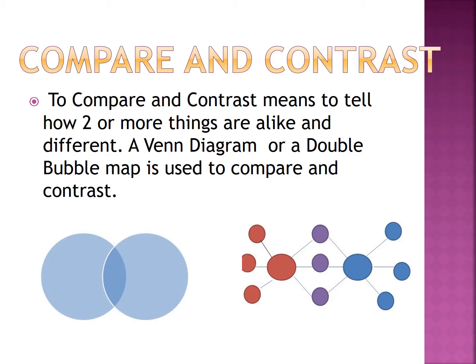Alright, so in your comprehension section, I'm going to write this for compare and contrast in our craft folder. To compare and contrast means to tell how two or more things are alike and how they are different. Sometimes we use a Venn diagram or a double bubble map to be able to compare and contrast. Both of these are examples here: a Venn diagram, and this would be our double bubble map.